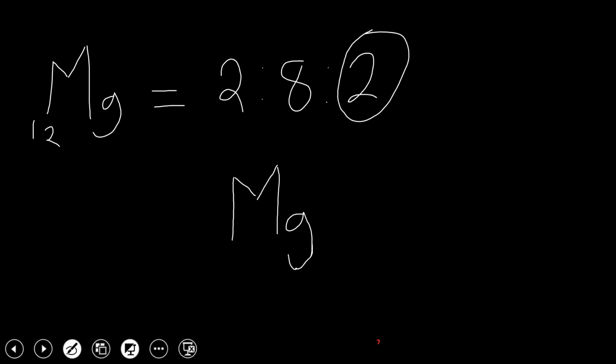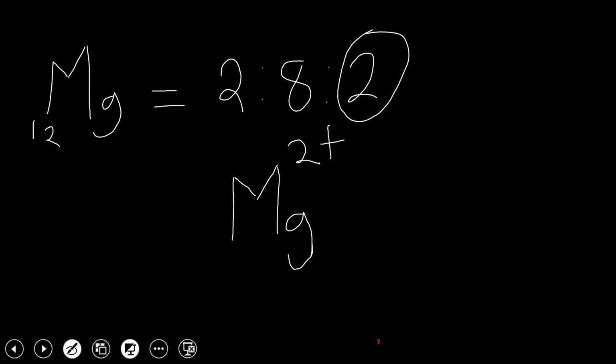We attach a positive charge on that element when it has lost electrons. So it's going to be magnesium plus. But how many electrons have been lost there too? So you write 2 here. So it's going to be magnesium with a positive charge of 2.